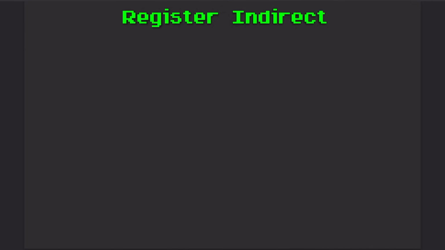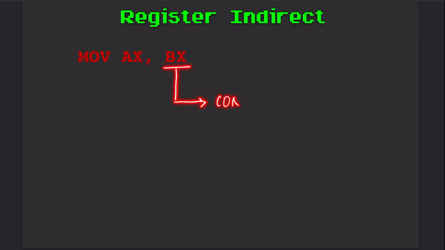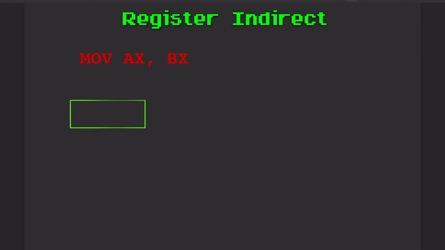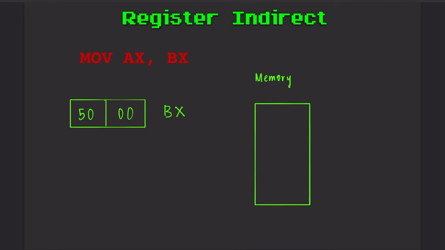Register indirect mode. In this mode, the instruction specifies a register which has the address of the operand. The operand itself is stored in memory and the instruction only specifies the register, which in turn points to the memory location. Thus, the register contains the address of the operand rather than the operand itself.